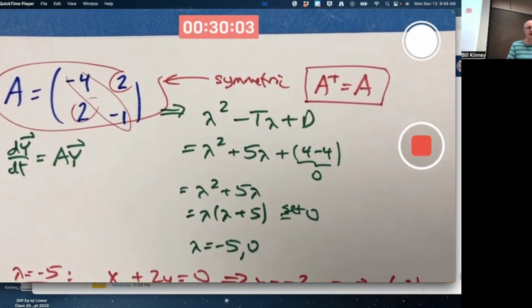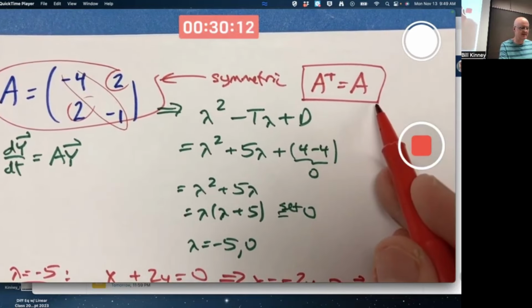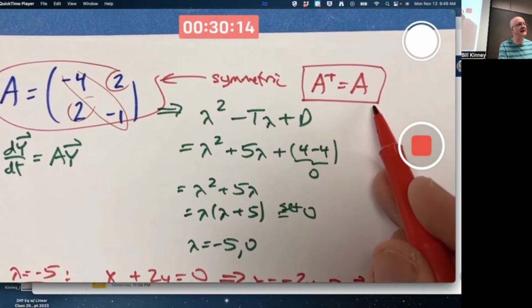Symmetric matrices are very special. You might say they're rare, but they're an important kind of rare. They never have complex eigenvalues. It's always real eigenvalues. That's a fact to know about symmetric matrices. They always have real eigenvalues. And they are always orthogonally diagonalizable.